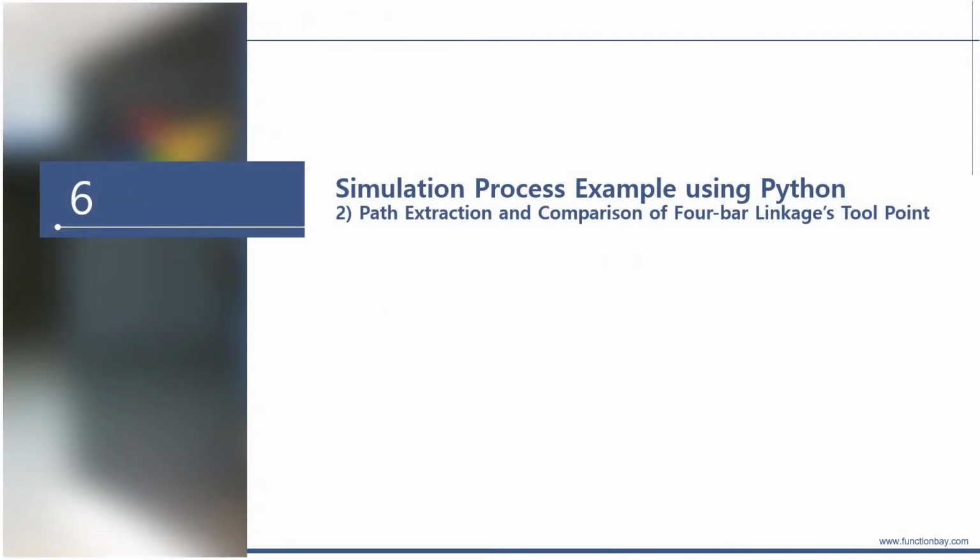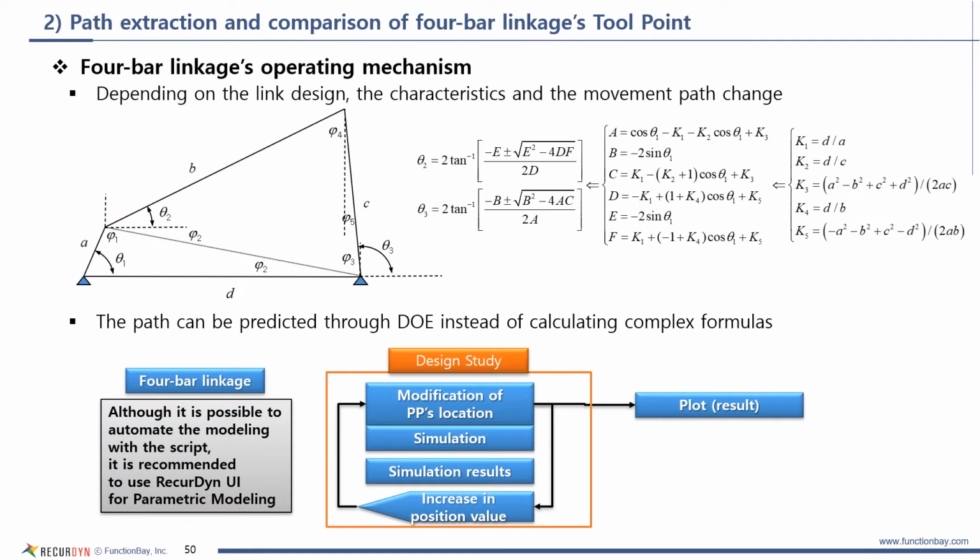The next example is about 4-bar linkage dynamic modeling and design study. Knowing the length of the 4-bar linkage and the information of the nodes, you can calculate its kinematic mechanism. However, it is also possible to obtain more complex characteristics through the simulation in RecurDyn. Let's try this process using Python script.